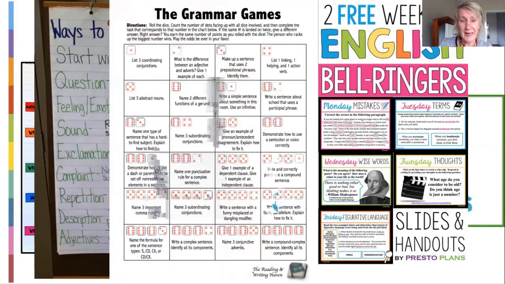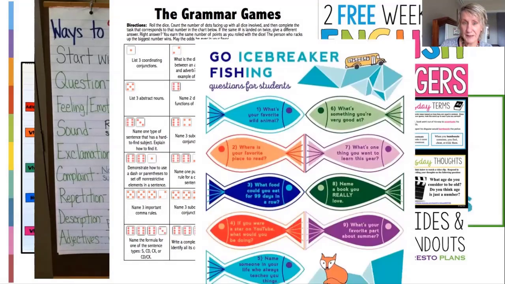This is a grammar game with the dice. You've got a list of coordinating conjunctions. If you can throw a dice with a 3, make up a sentence that uses 2 prepositional phrases and identify them, and so on. It gets more and more complex as you go through it.